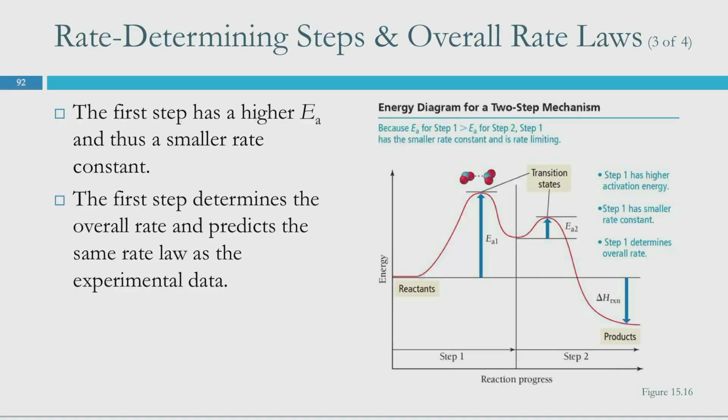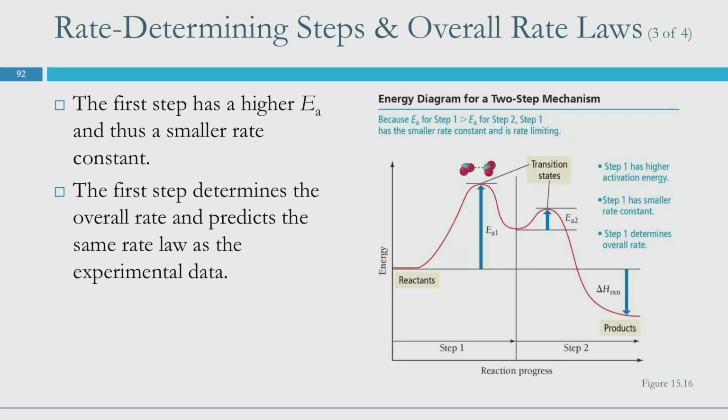And as long as it comes down into this little trough after the first step, it should be a lot easier to get up over that second activation energy, because it's a much smaller activation energy. So the first step, the slow step, here is determining our overall rate. And that's why we get the same rate law as the experimental data.